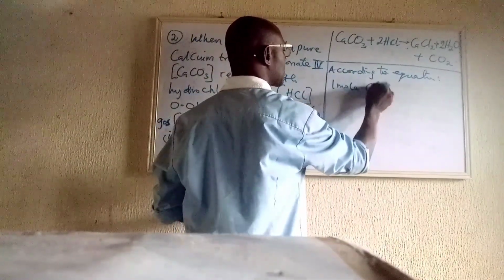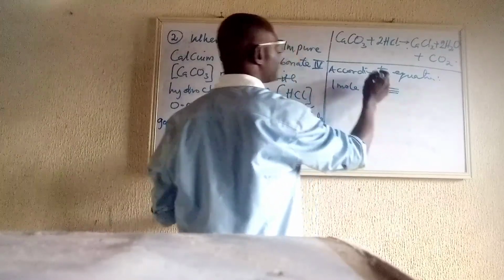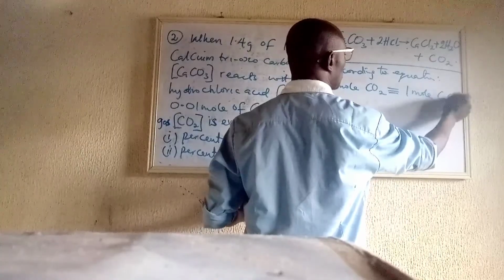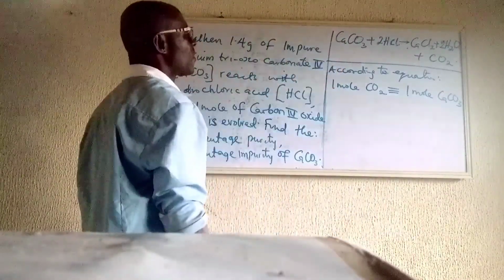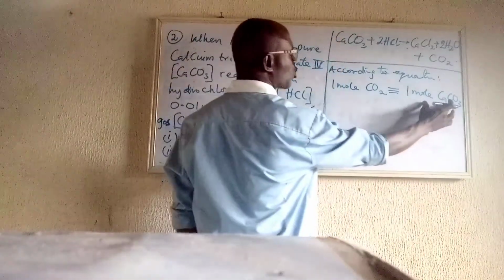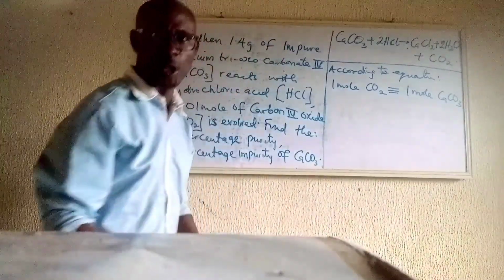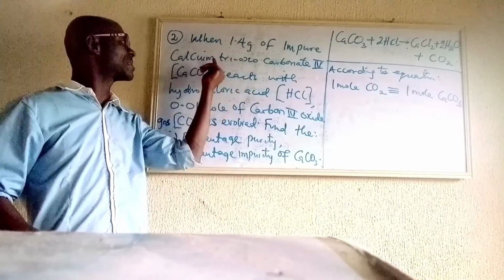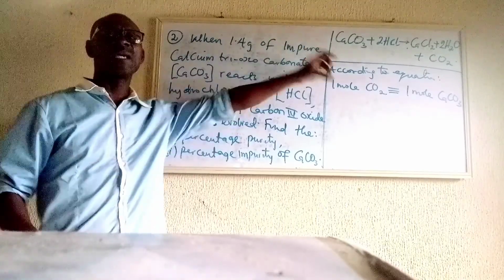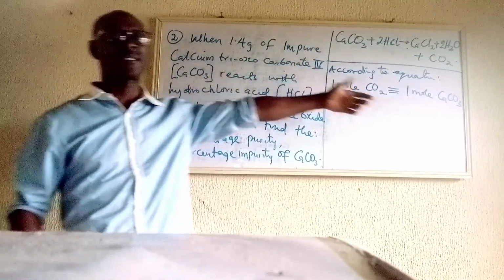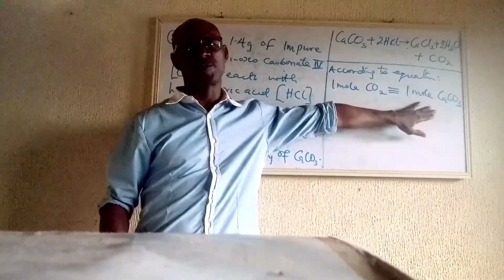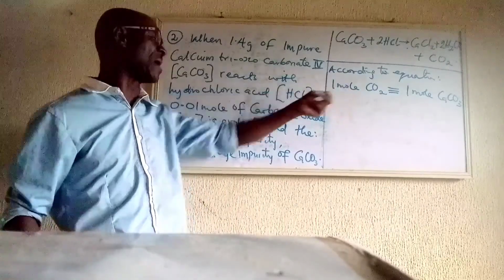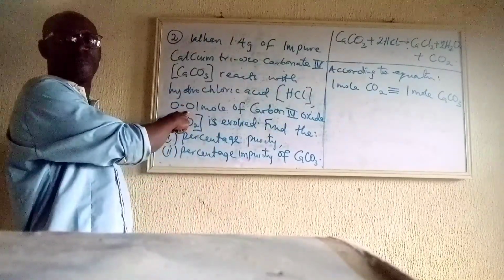1 mole CO2 is liberated by 1 mole calcium trioxocarbonate(IV). I will convert this one to mass. Why? Because if you look at this information, we are given the mass of impure calcium trioxocarbonate(IV). That means I work in terms of mass with calcium trioxocarbonate(IV), while I will let this one remain in its mole. Why? Because we are given 0.01 mole.